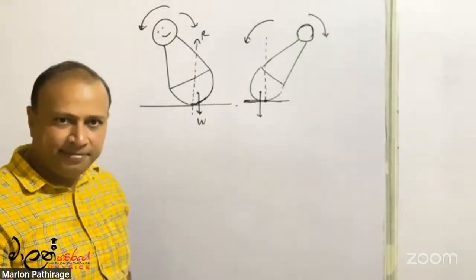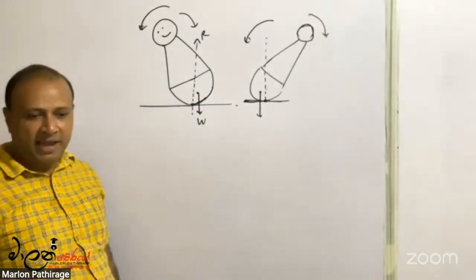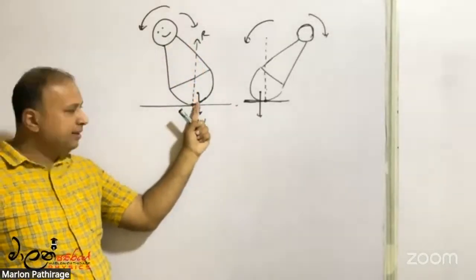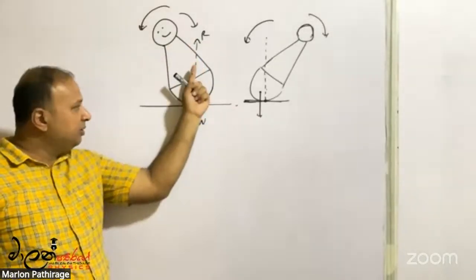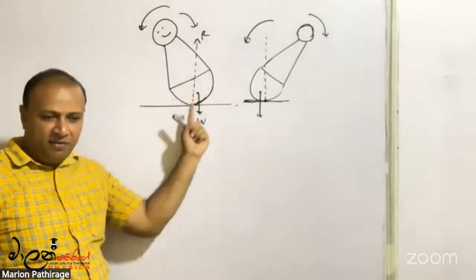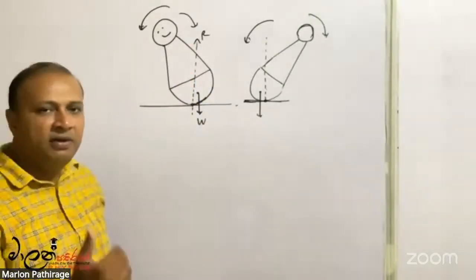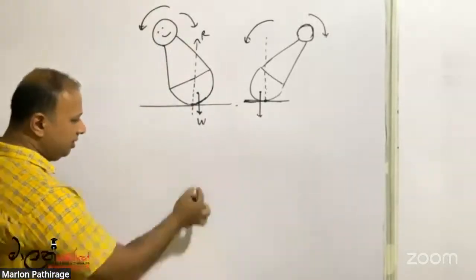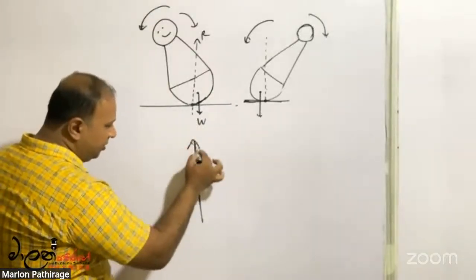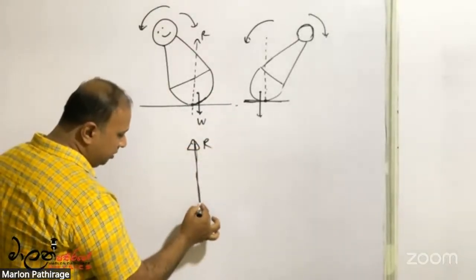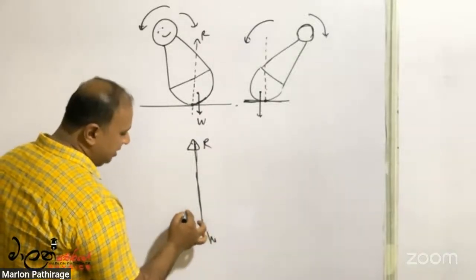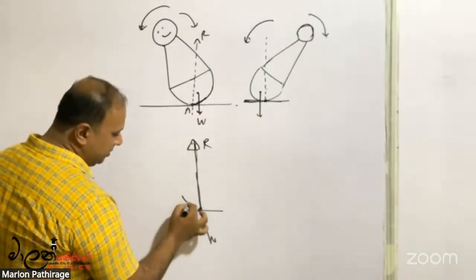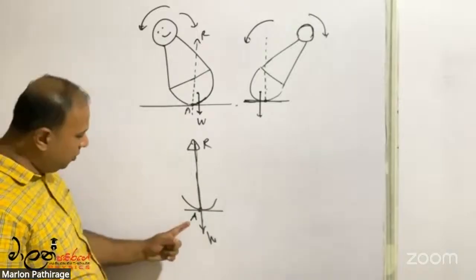Is that clear? If it is clear, please raise the hand. If this reaction force and the weight are on the same vertical line, then definitely they will not create a resultant moment. Okay? Suppose now this is the reaction force, this is the weight, and suppose this line is the same, so this is the line.